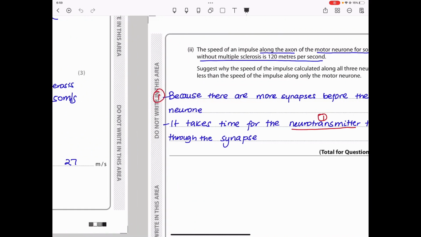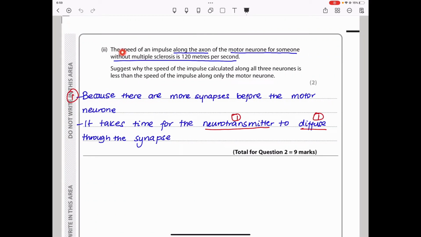Let's continue. Here they say the speed of an impulse along the axon of the motor neuron for someone with multiple sclerosis is 120 meters per second. Suggest why the speed of the impulse calculated along all three neurons is less than the speed of the impulse along only one motor neuron.